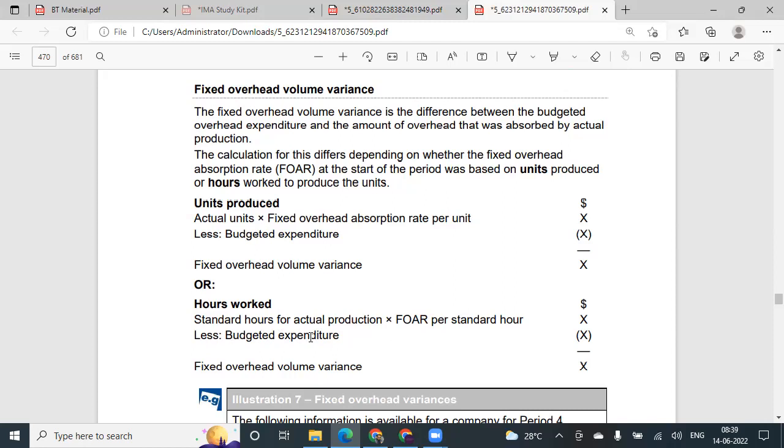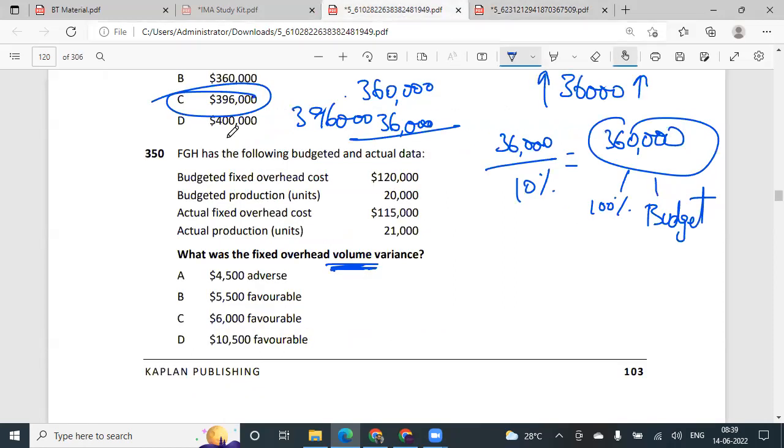So let us just see in here in the question. What was the fixed overhead volume variance? The budgeted fixed overhead cost is already given. How much is it? 1,20,000. Budgeted production units is how much? 20,000. And the actual fixed overhead cost is 150,000. Now, actual fixed overhead cost we are having. So what is the rate? How do we find it out?